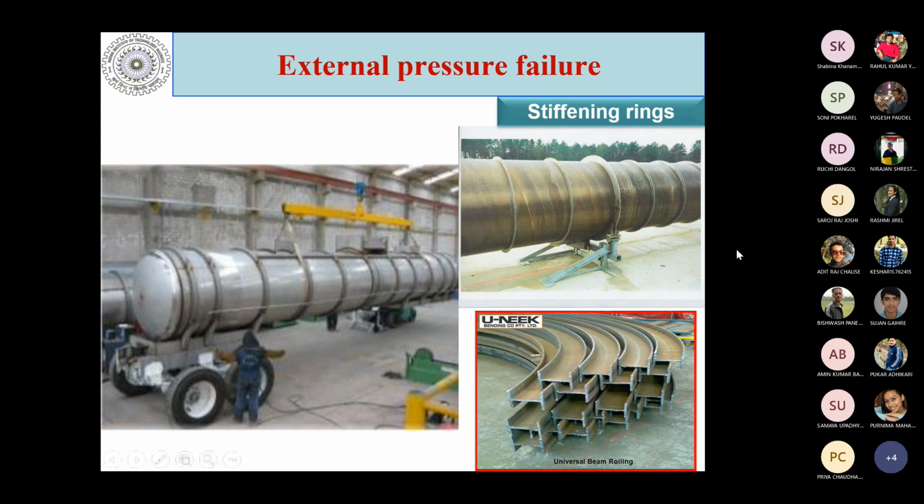So in this way, you can imagine this is the stiffening ring, and this portion is welded over the external periphery. If we need to place it internally, then this surface will be placed inside the vessel. But mostly it is placed outside because it does not disturb the process inside the vessel. So this is the stiffening ring.